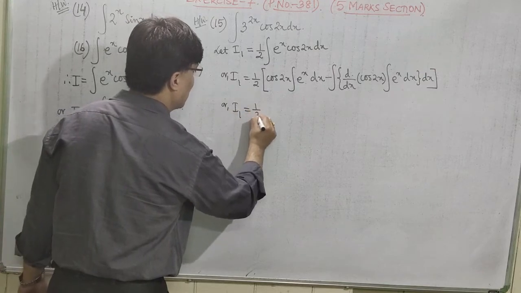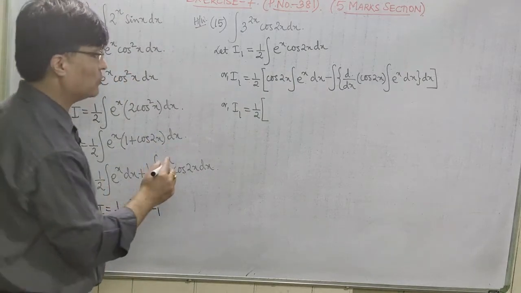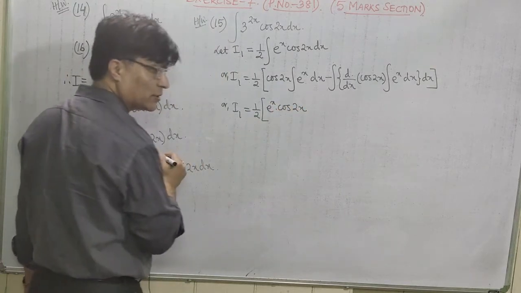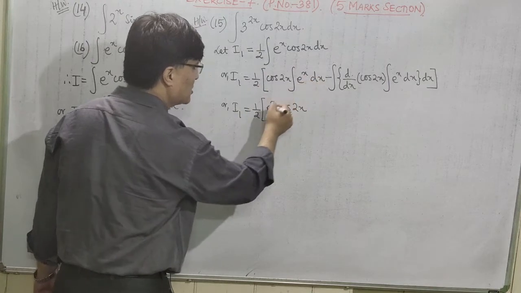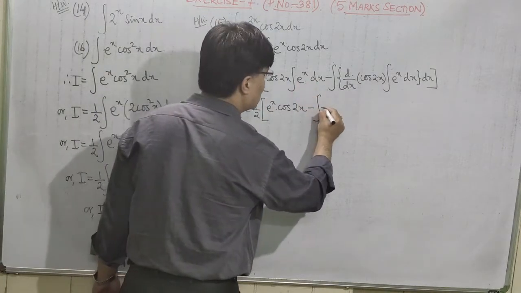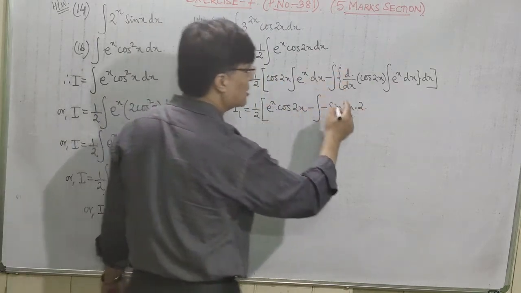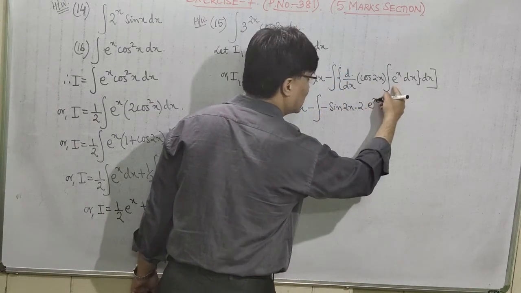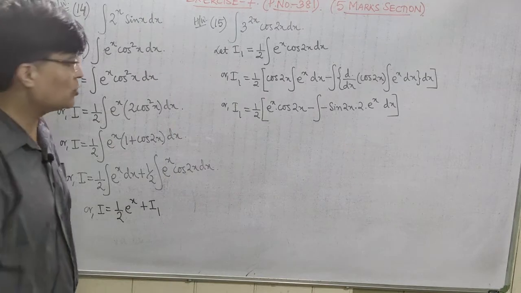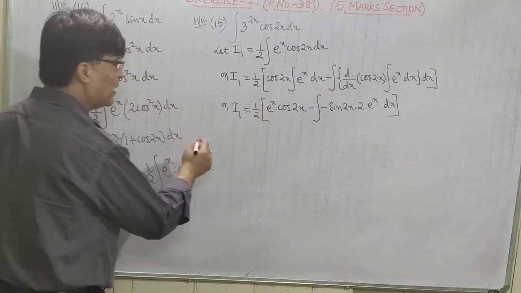So I1 is equal to half within third bracket. What is integration of e to the power x? Let us first integrate. What is integration of e to the power x? E to the power x, this is cos 2x, right? Integration of e to the power x dx is e to the power x into cos 2x, minus integration of what is d by dx of cos 2x, minus sin 2x into 2 into what is integration of e to the power x dx, e to the power x, then you should write there dx, right? So third bracket is closed. So again multiplied by half. This expression within third bracket should be multiplied by half.